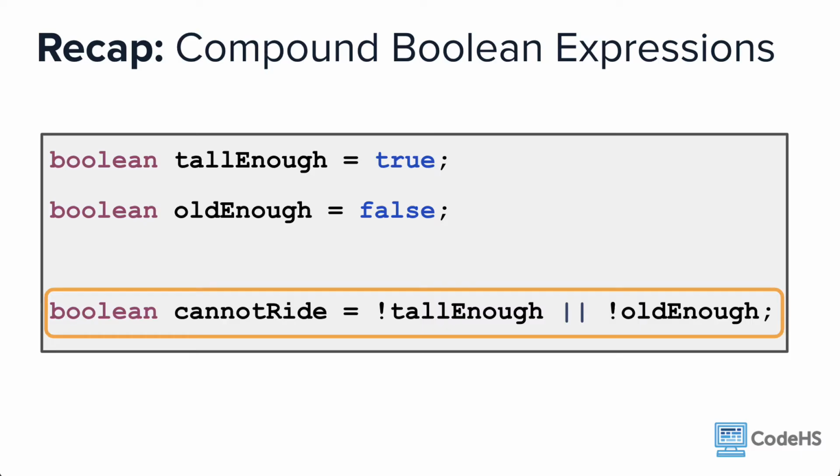or not oldEnough. This means that if the user is not tall enough or if they are not old enough, cannotRide will evaluate to true. Let's see this in action.